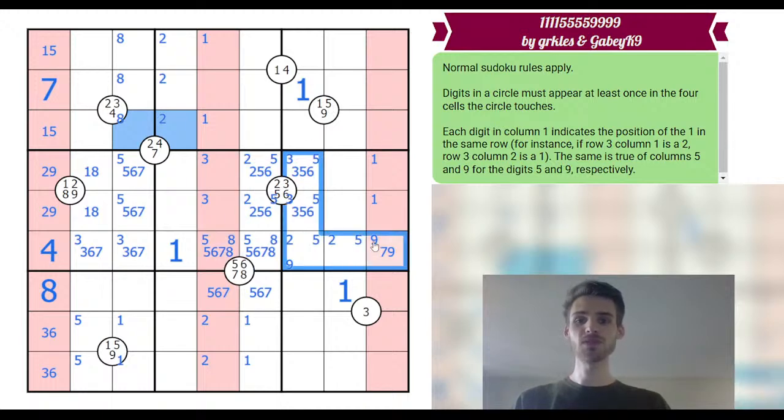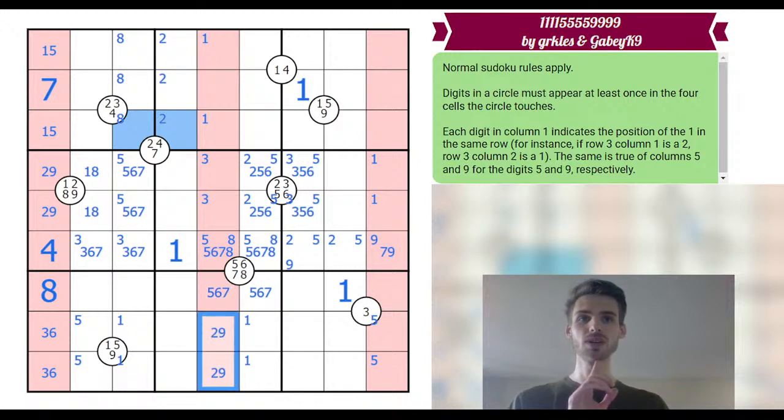So since there's a 5 over here, and there's a 5 in here, that means that the 5 in this column isn't in these 6 cells. So it must be over here, and it definitely can't be there because that can't be a 9. So this is actually a 2-9 pair. Very cute.